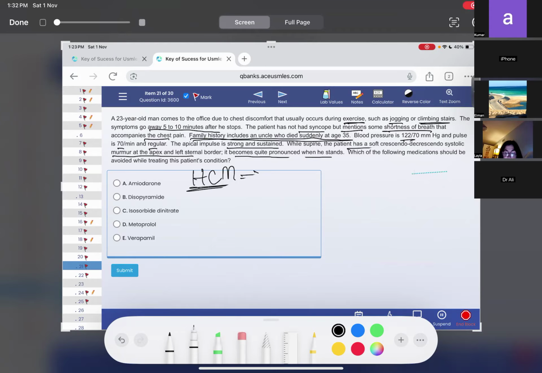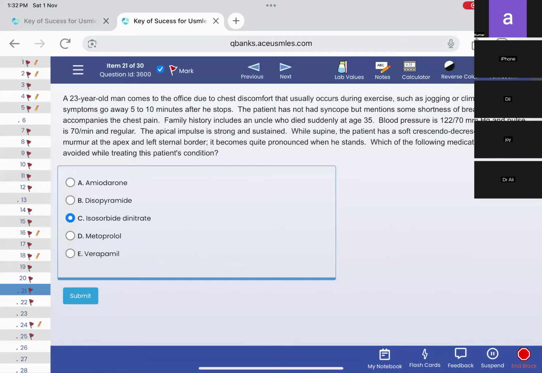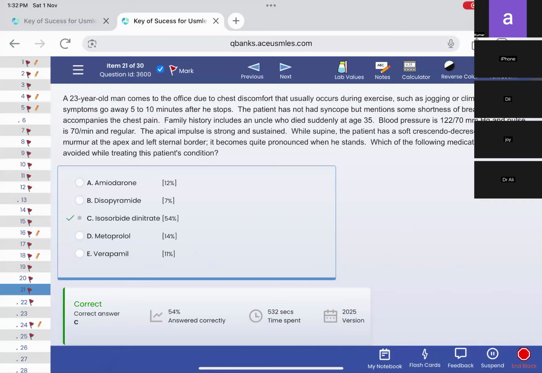So in the above options, which one of the following drugs is a venodilator? A vasodilator. Yes, excellent. We have to avoid these drugs because they will cause venodilation, and venodilation will make the condition worse and will also lead to sudden cardiac death of the patient. Okay, clear everybody? So let's move on. Anyone with a question?